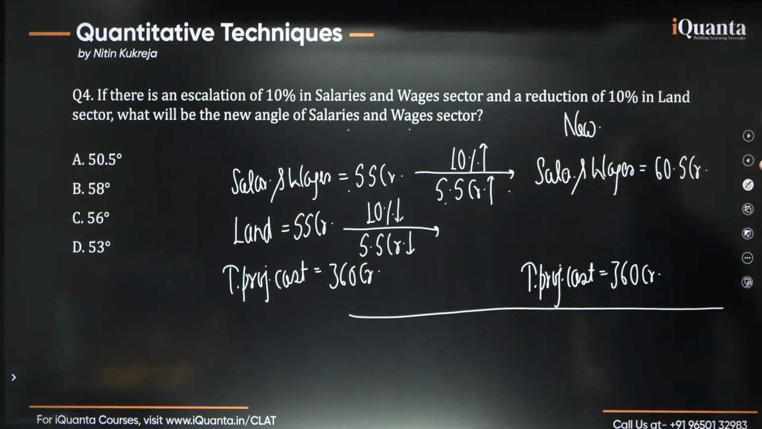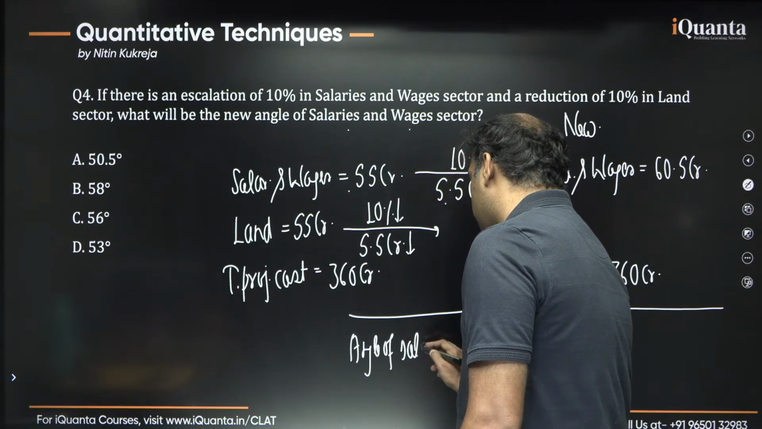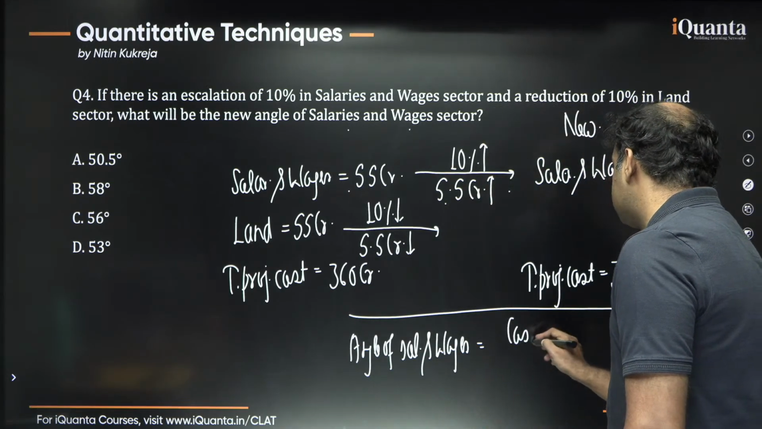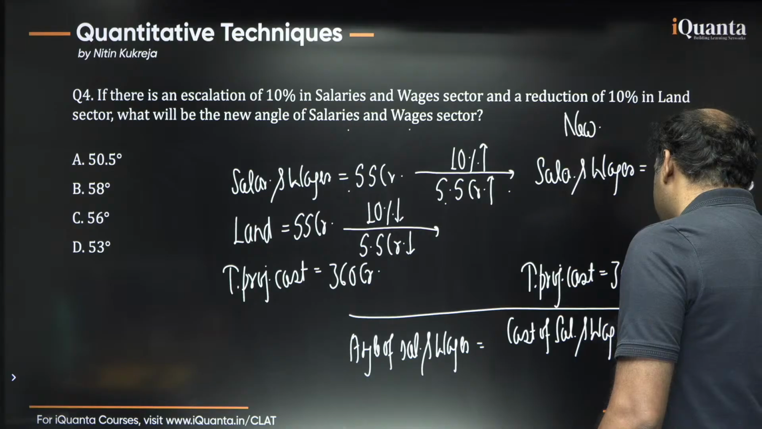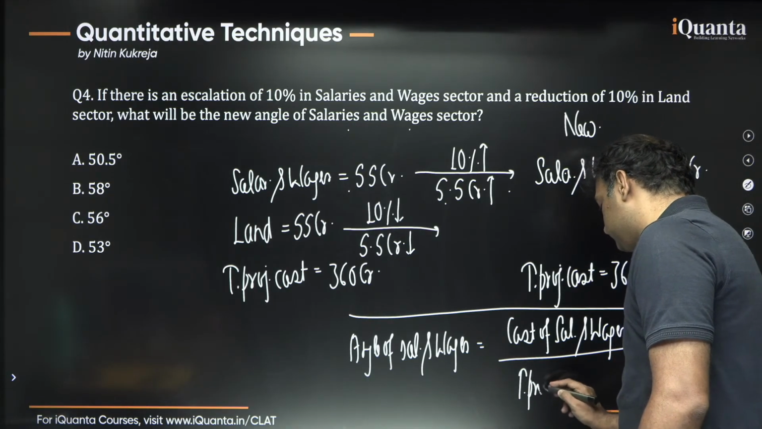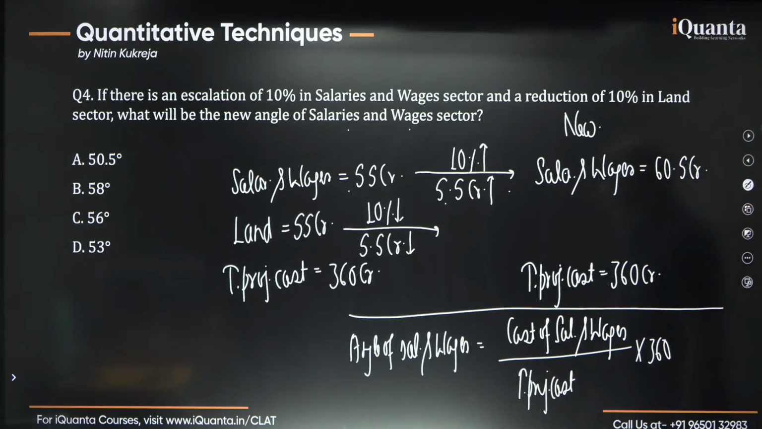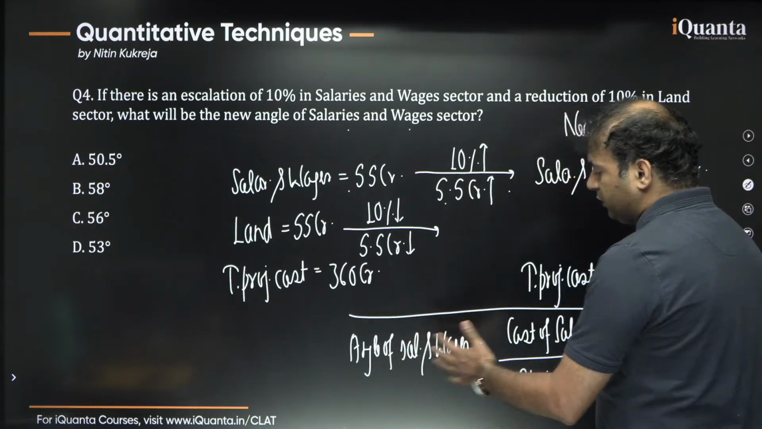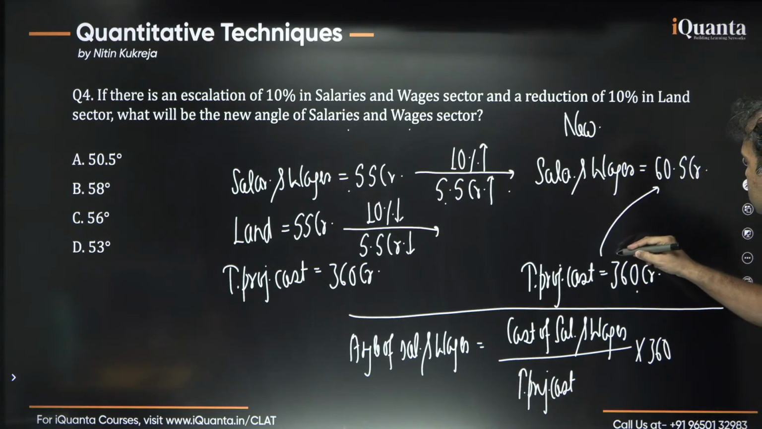All right, now let's talk about the angle of this. The angle of salary and wages should be how much? We'll say it has to be the cost of the salary and wages sector divided by the total project cost into 360, all right, into 360. This time, the good thing is that the total project cost is still 360, it does not change. So you can even solve this without writing the formula. Total project cost is 360, salary and wages is 60.5 crores. So what should be the angle, guys?